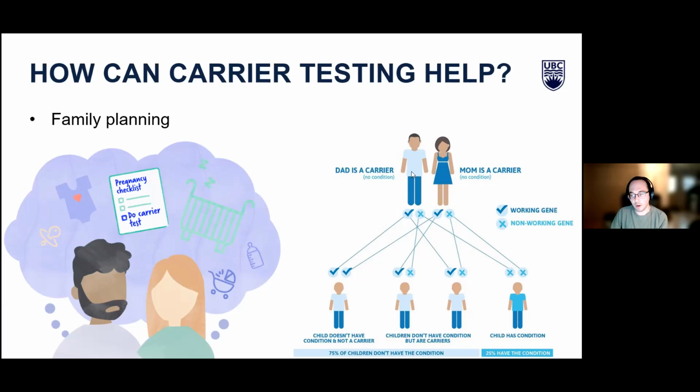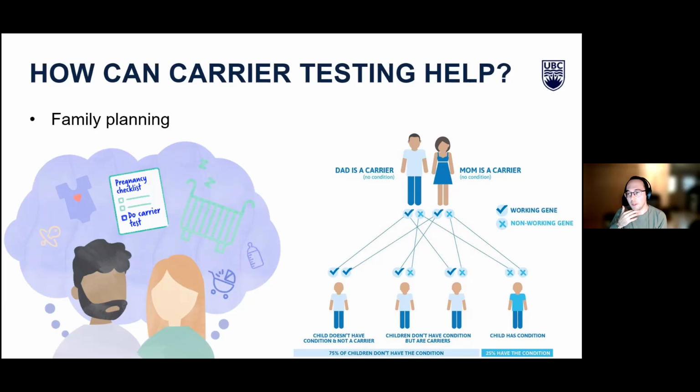If they're also of Ashkenazi Jewish descent, perhaps both of you will conduct carrier testing to see if either one of you are carriers. And if you're both carriers, then you would probably want to be speaking with a genetic counselor or a medical geneticist to discuss your options and to go through things with them.